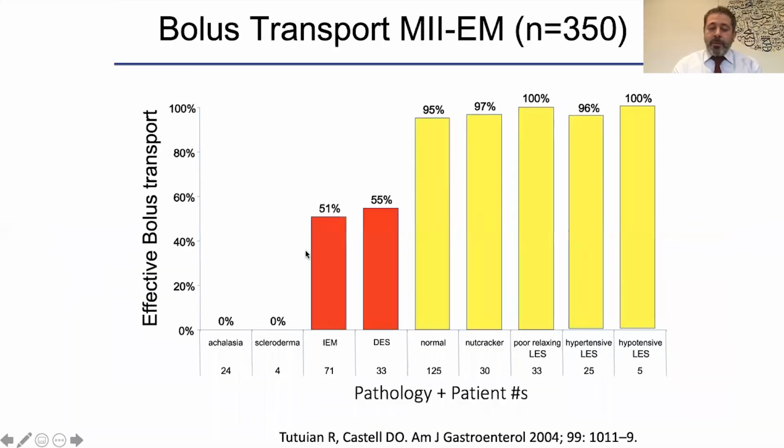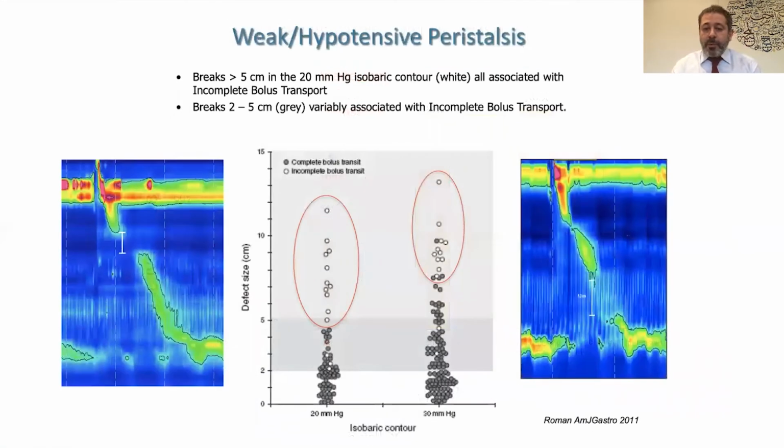We know from the conventional manometry studies that ineffective esophageal motility is not uncommonly associated with ineffective bolus transport. We also know now with high resolution manometry that the reason for this is that the wider the peristaltic break, the more likely there is ineffective and incomplete bolus transport. But how do we know what's relevant?